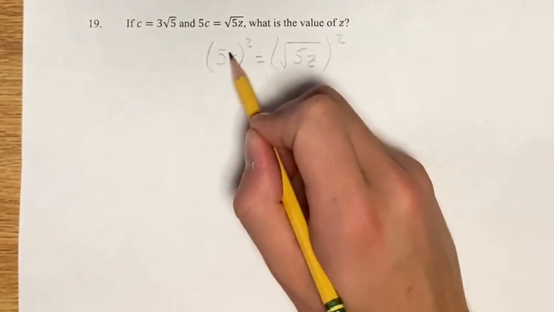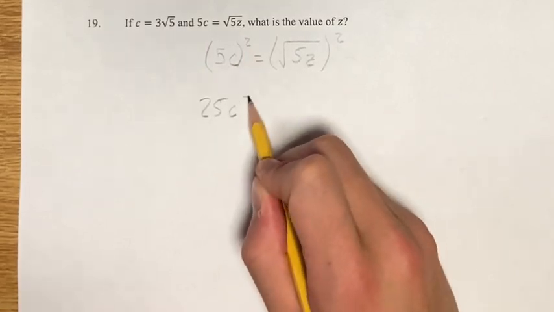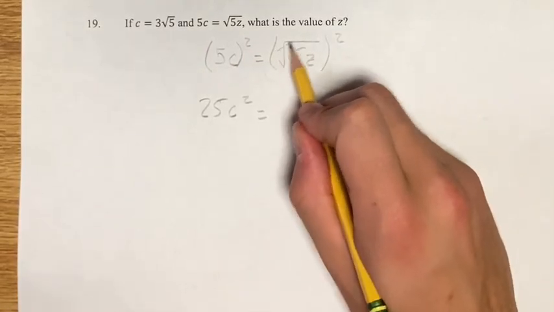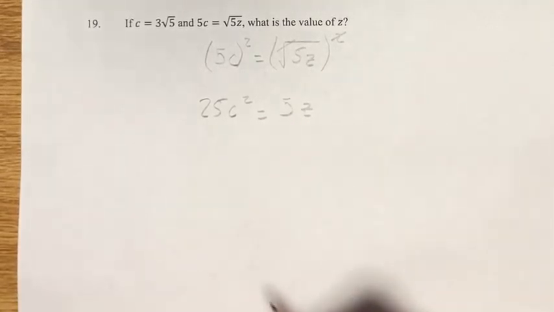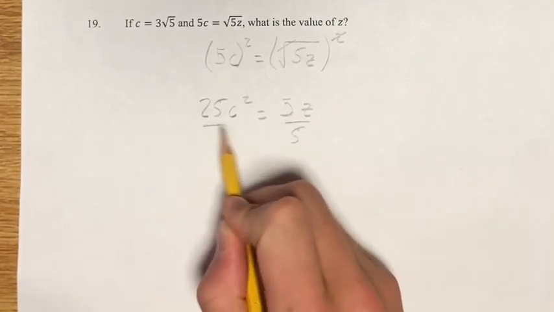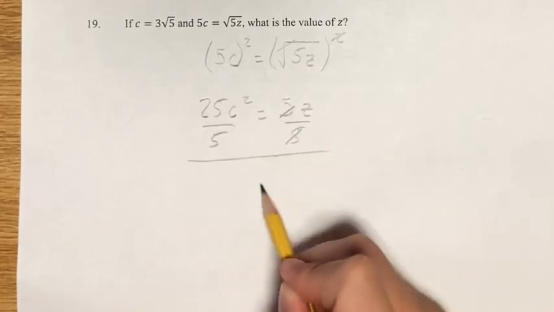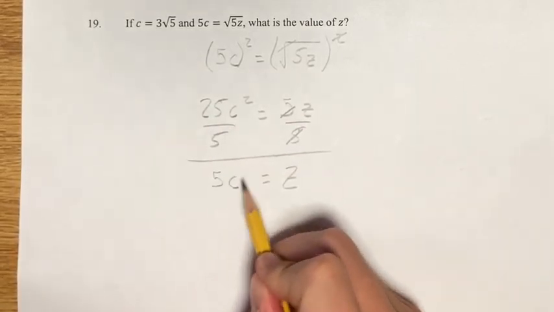On this side we have 5c squared, so 5 squared is 25, c squared is c squared. Then we have the square root of something squared, so we just take what's inside, and it just leaves us with 5z. So now, if we're looking to solve for z, we can divide by 5. These cancel, and we get z is equal to 25 divided by 5, which is 5c squared.